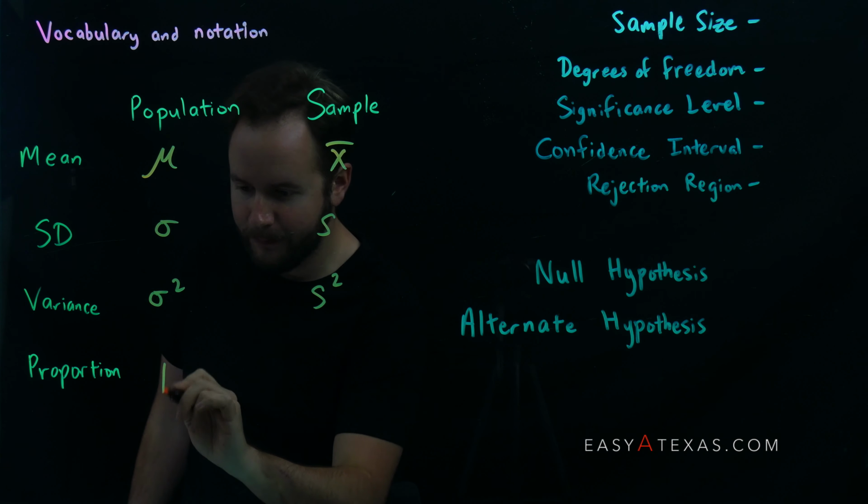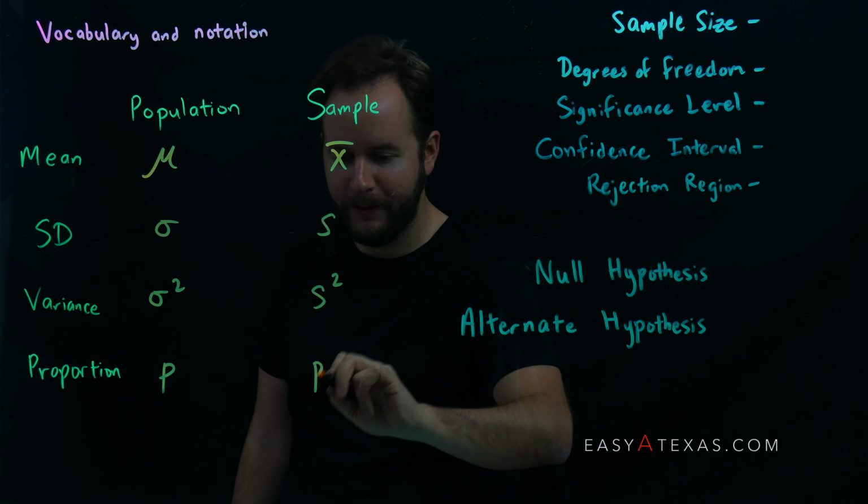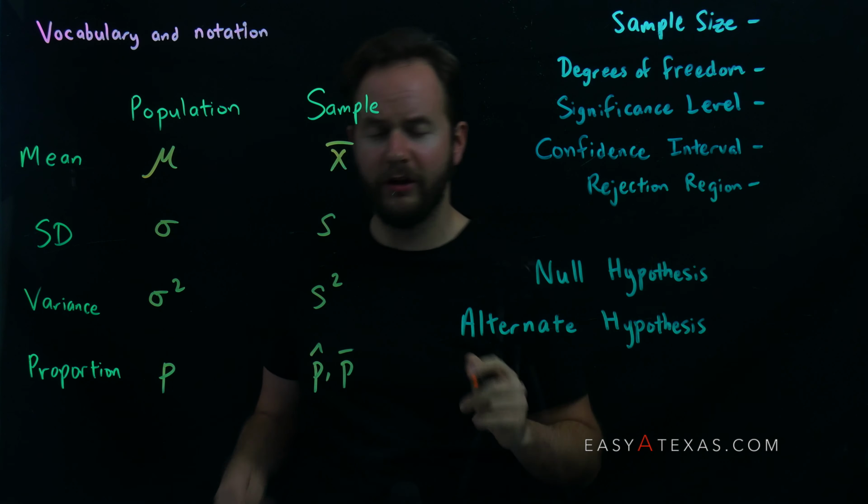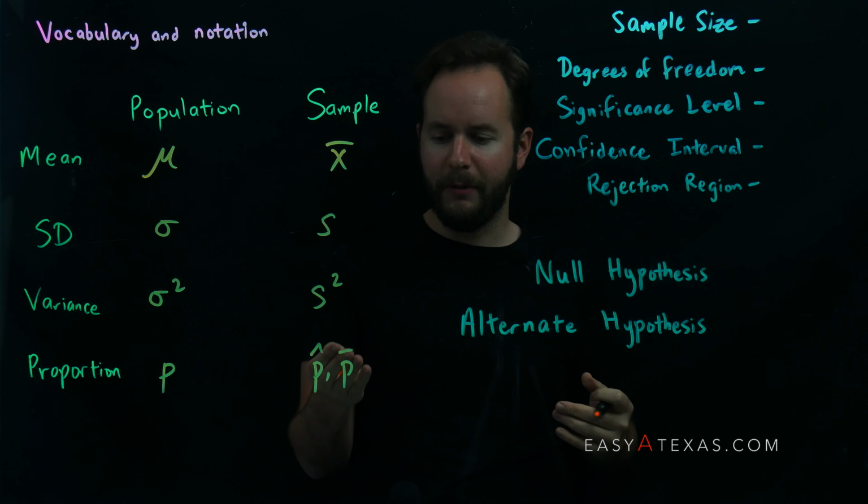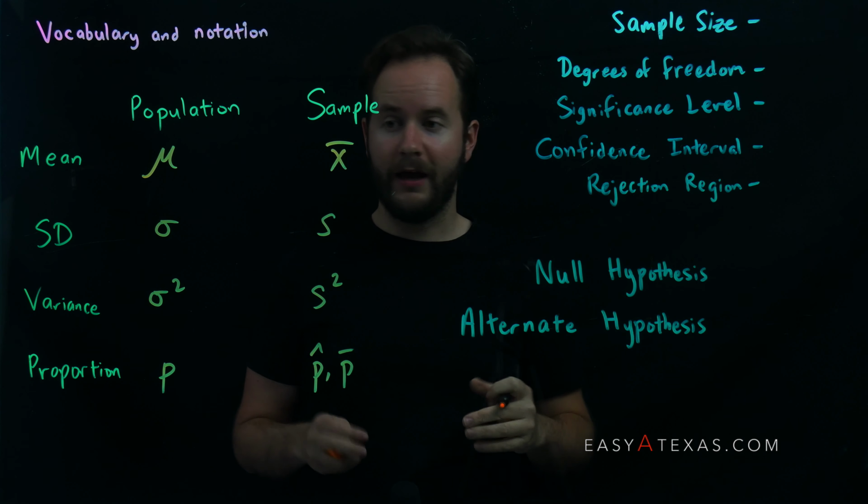Proportion uses p for the population, while sample proportion uses p hat or p bar. These are usually used interchangeably. I use p hat, but Dr. B uses p bar. Okay, we've got that down.